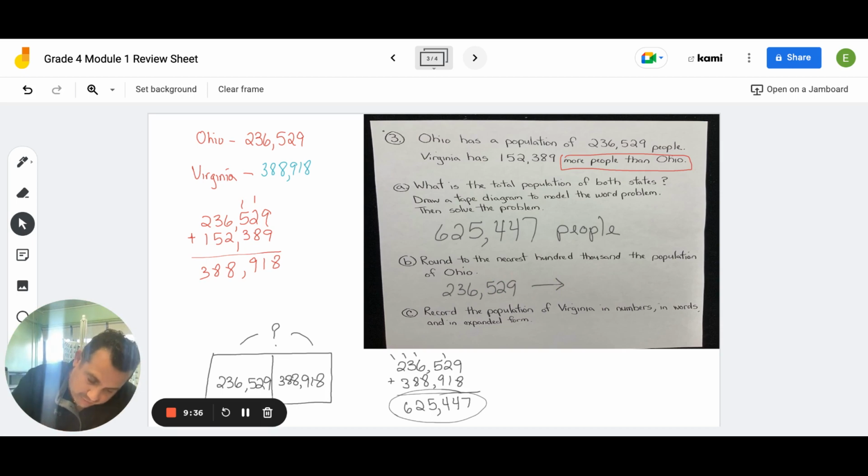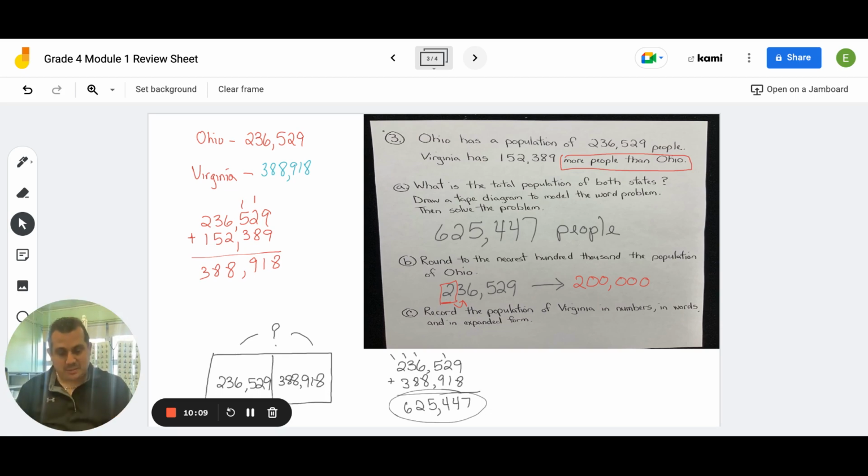Well, if I'm going to the nearest 100,000, the 2 is in the 100,000s place. We go next door, the 3. The 3 is low. 4 or lower, stay down below. So that 2 in the 100,000s place stays a 2. So it's 200,000. Because remember, you would say okay, 200,000, 236,529 is in between 200,000 and 300,000.